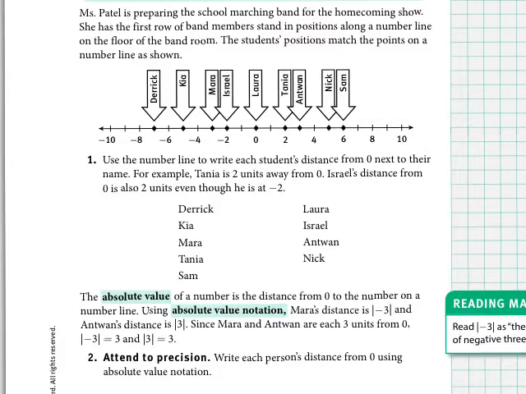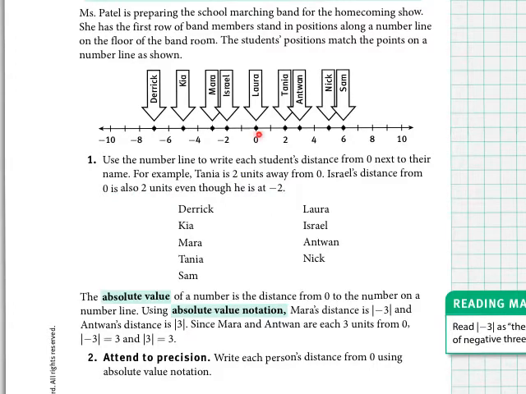Okay, number one says, use the number line to write each student's distance from zero. So their distance from zero. I'm not just writing what number they are on the line. I'm writing the distance. It says, for example here, Tania is 2 units away from zero. Israel's distance from zero is also 2, even though he's at -2.